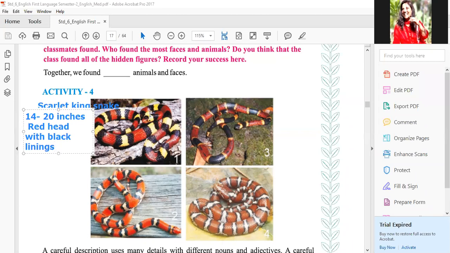And it is a non-venomous snake. Venomous का मतलब था poisonous. That means ये snake जो है ना, ये poisonous नहीं है. सारे snakes ये poisonous नहीं होते. कुछ snakes जो होते हैं poisonous होते हैं, कुछ snakes जो है poisonous नहीं होते हैं. So the scarlet king snake जो है ना, it is not poisonous. It is non-venomous, right? मतलब it is not poisonous. ठीक है?